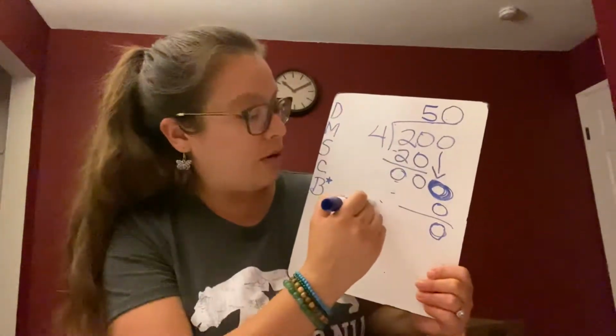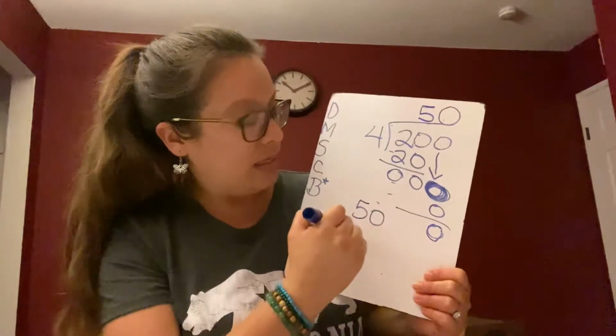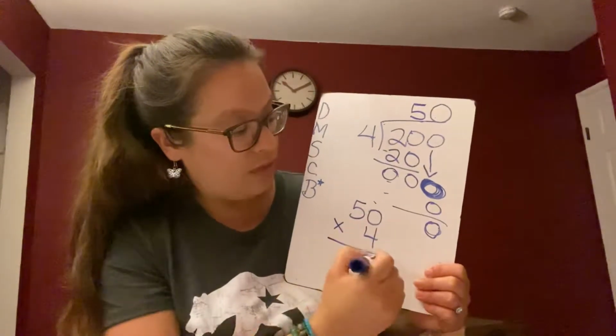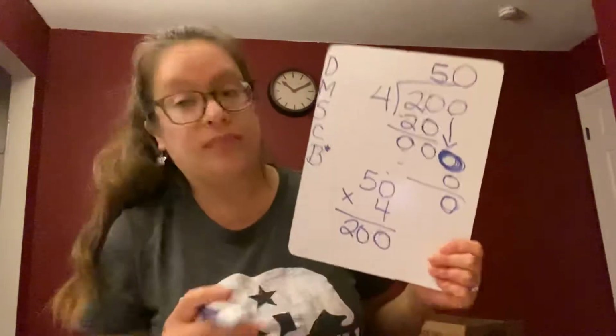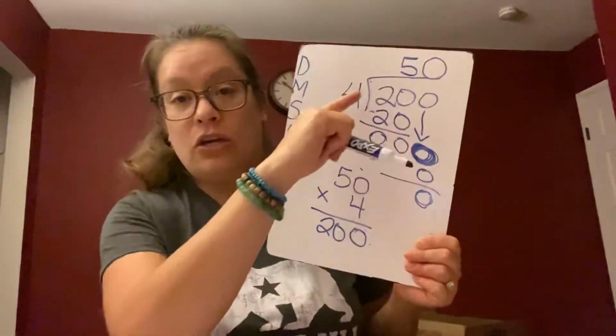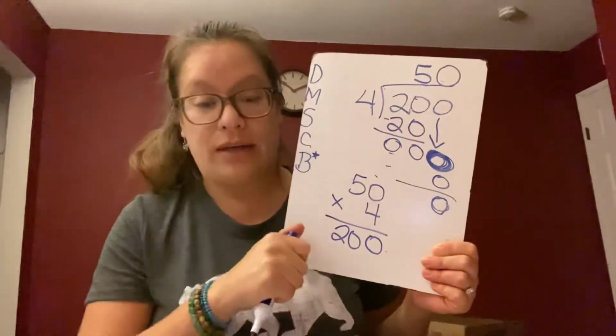So let's check your work. 50 times 4. 4 times 0, 0. 4 times 5 is 20. So 200, 200. You got it correct.